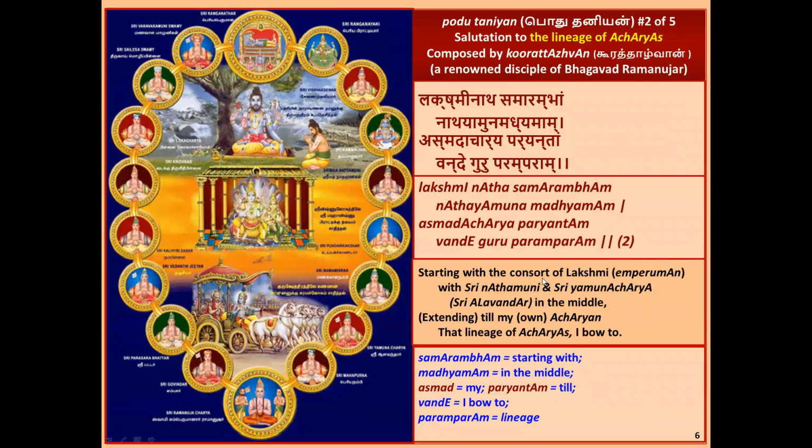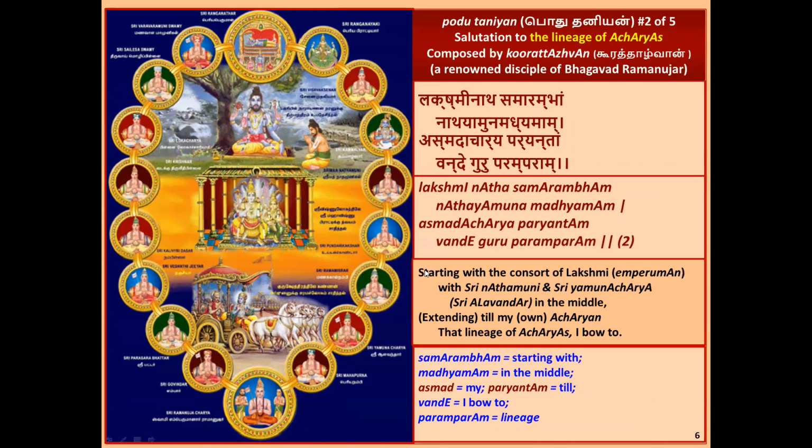Okay, so it says, starting with the consort of Lakshmi, with Sri Nathamuni and Sri Yamunacharya in the middle, and extending till my own Acharya. But this was composed by Kuratharman, who is a renowned disciple of Bhagavat Ramanujar. So when he said extending till my own Acharya, he was referring to his own Acharya, that was Bhagavat Ramanujar. But I think he was nice enough to make it generic. Instead of naming Bhagavat Ramanujar, he simply said extending till my own Acharya. And whether it's a bug or a feature, if it's a bug, it turned out to be a feature. So when you say till my own Acharya, you are referring to your own Acharya, even though the original verse as spoken by Kuratharman may have referred to his Acharyan, Sri Bhagavat Ramanujar.